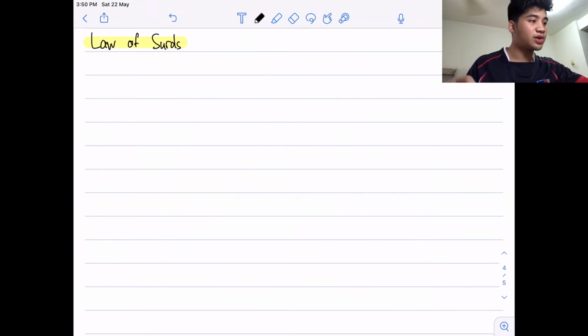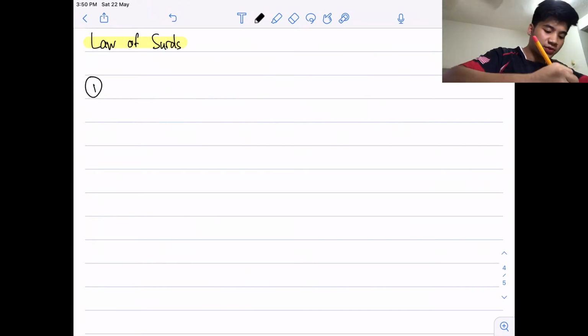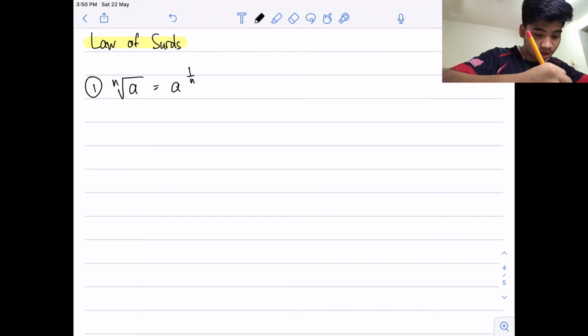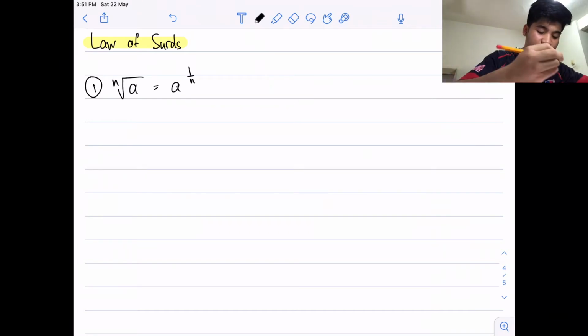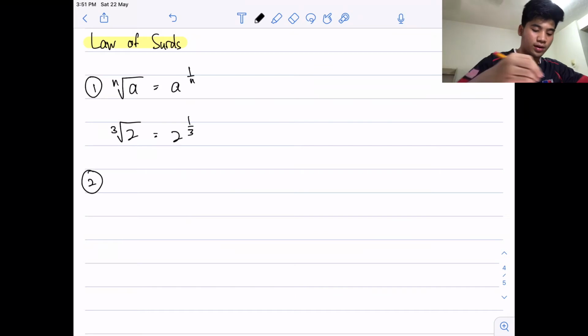Alright, so now let's look into the laws of surds. So the first one would be n surd a can be written as a to the power of 1 over n. We've covered that just now. And the denominator is always going to be a surd, or a root, I would like to call it. And so let's say if I were to have 3 surd 2, I would get 2 to the power of 1 over 3, alright? Okay, so let's look into the second law now.